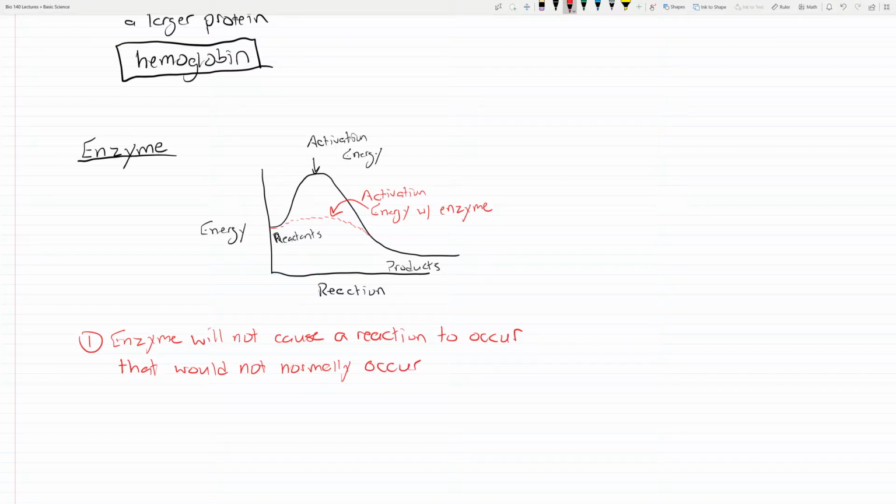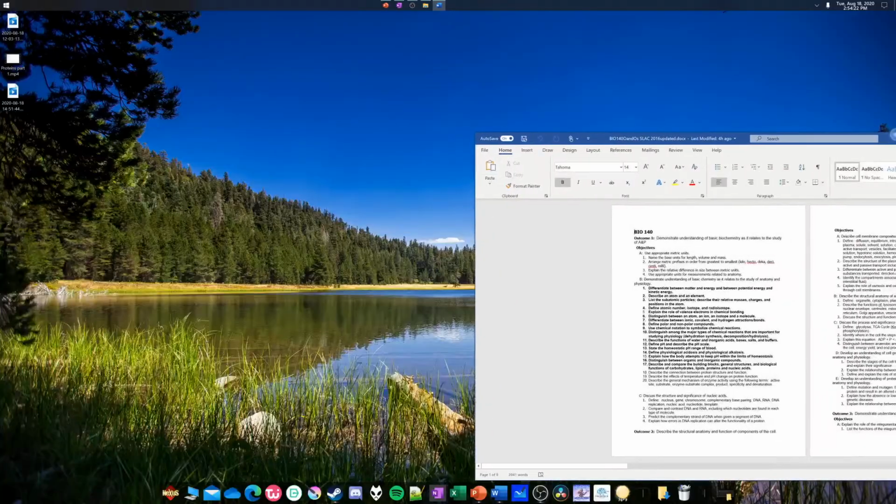Okay, so if you have something in your body and the two things will not normally react, or will not normally break apart or normally come together, an enzyme will not magically just snap its little protein fingers and cause it to happen. It's just never going to happen. So an enzyme will only cause a reaction to occur that would normally occur in the body.